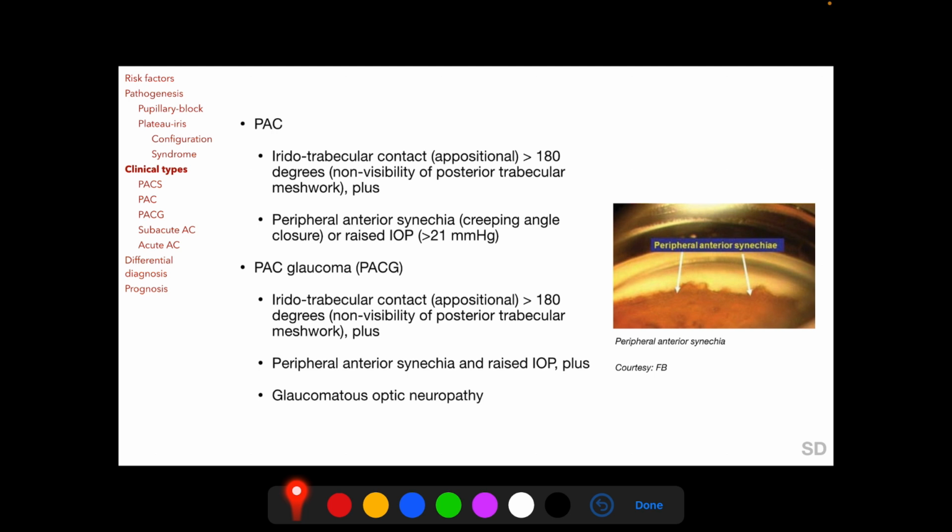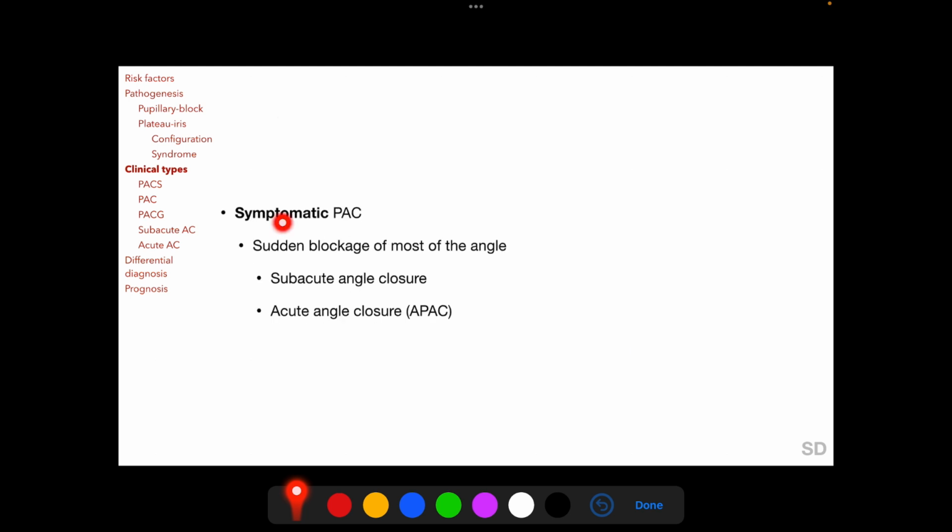And what is important to remember is that these characteristic optic nerve changes and visual field defects in primary angle closure glaucoma are similar to the findings in primary open angle glaucoma. Symptomatic primary angle closure occurs due to sudden blockage of most of the angle, and it can be either a subacute presentation or an acute presentation.